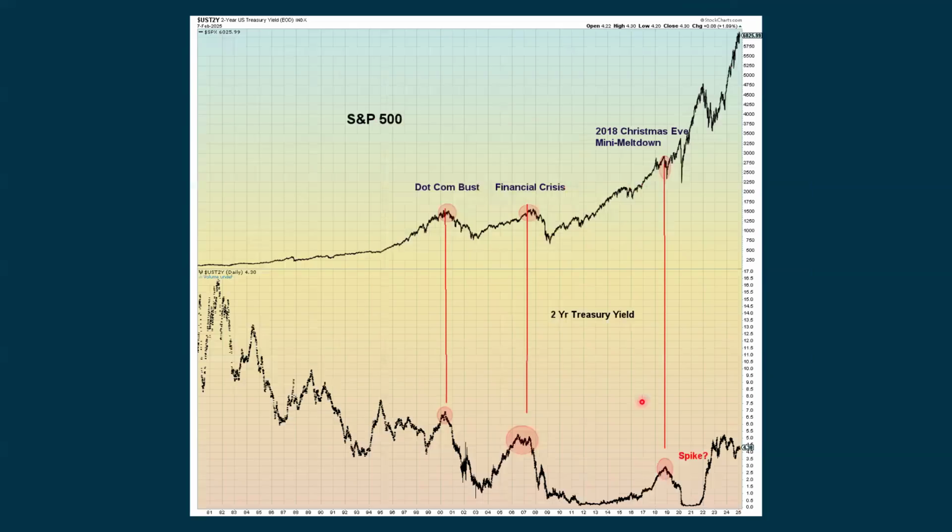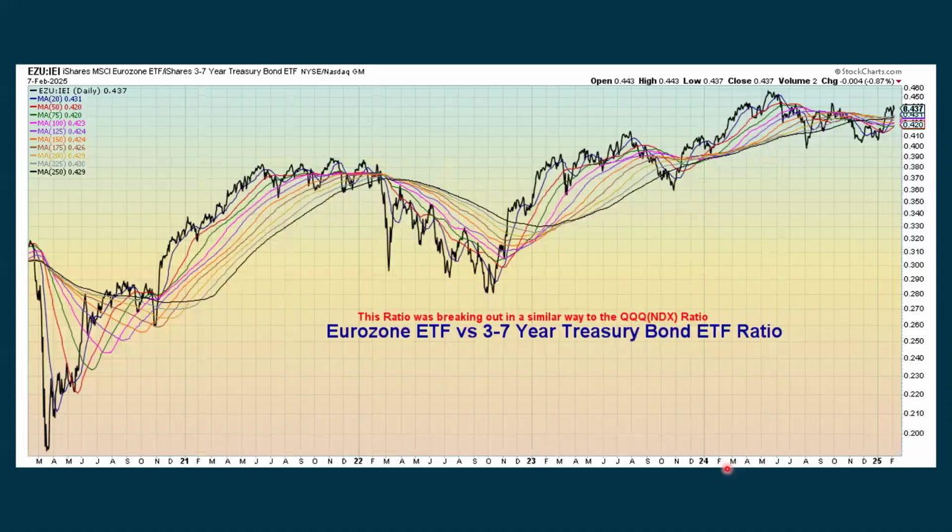Then we just keep an eye on the 2-year treasury yield. That's shorter term. Not really getting much insight from this right now. And we look at the Eurozone because we want to keep an eye on the interplay between Europe and the US. And Europe's been doing really well, and we're coming out of the rainbow, meaning the Eurozone ETF is outperforming American 3 to 7 year bonds.